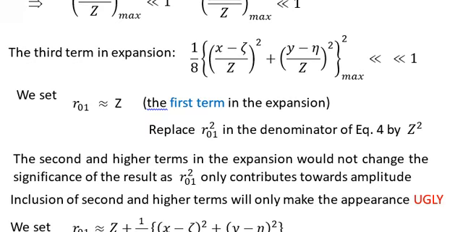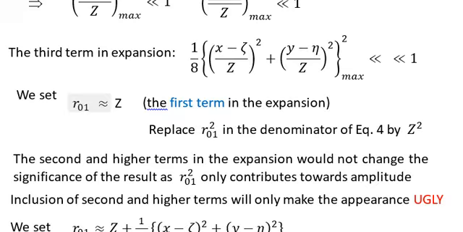We set now R01 is equal to z, the first term in the expansion. So R01, which lies in the denominator, we shall replace only by the first term, because we do not want to include the second or the third term, since we don't want to write an ugly expression.